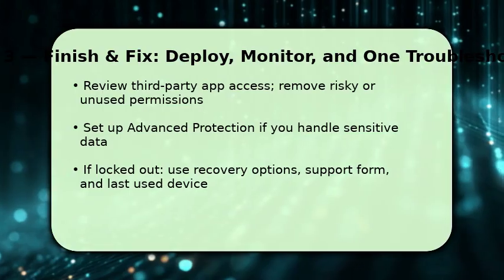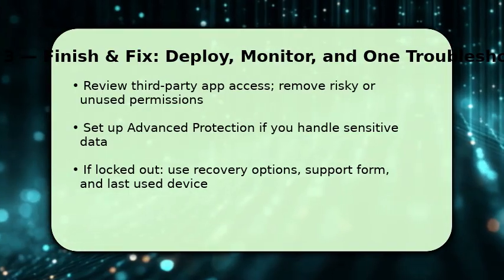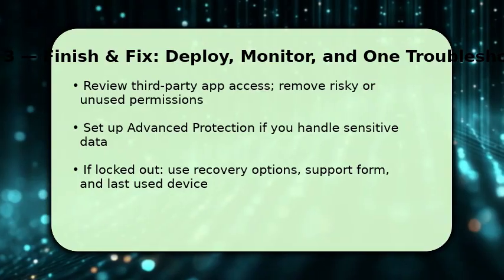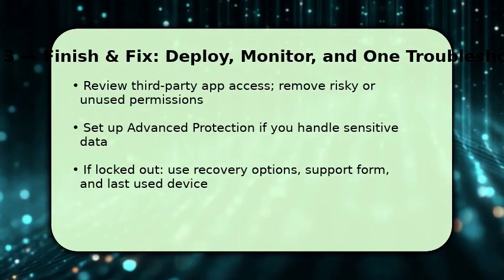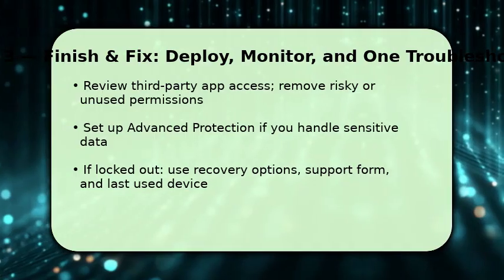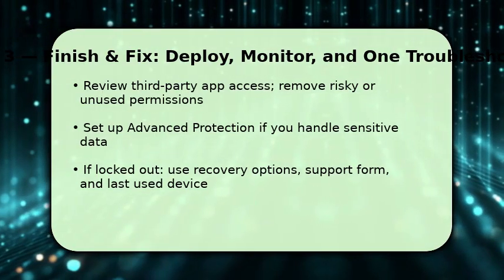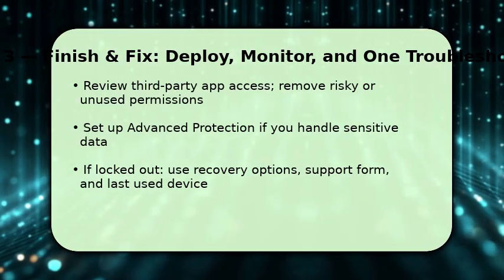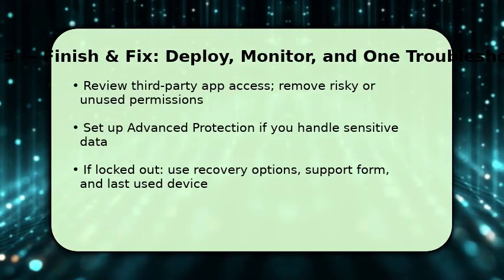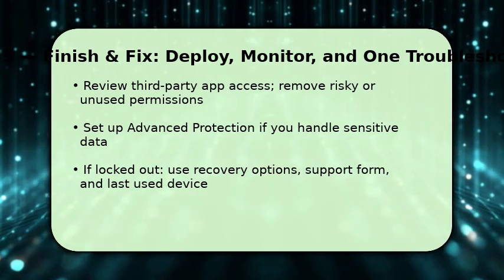Make sure backup codes are printed or stored in your password manager. If something goes wrong and you're locked out, use the updated recovery phone or secondary email, try account recovery from a previously used device, and follow the account recovery form. If needed, patiently repeat steps and provide consistent details to verify your identity.